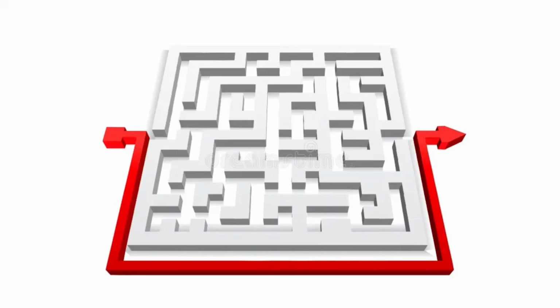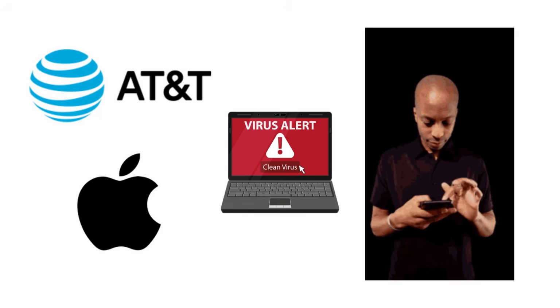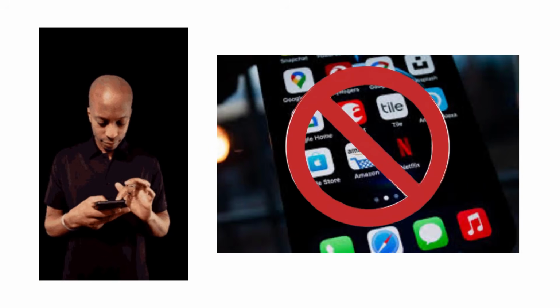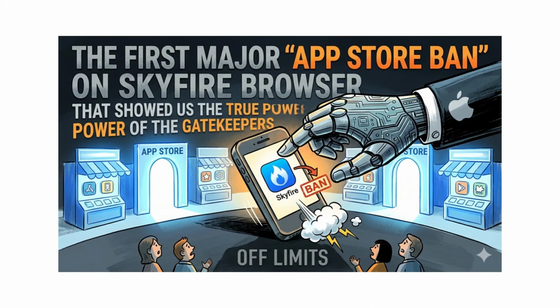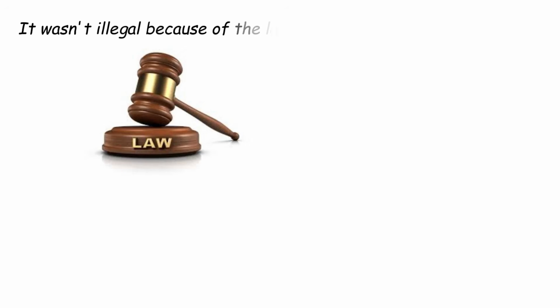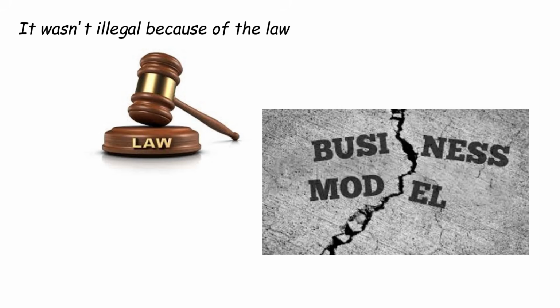Why? Because it bypassed Apple's walled garden and put a massive strain on network providers. AT&T and Apple treated it like a virus because it allowed users to do things they weren't supposed to do on a mobile device, like watching full-quality video without a dedicated app. It was the first major App Store ban that showed us the true power of the gatekeepers. It wasn't illegal because of the law, it was illegal because it broke the business model.